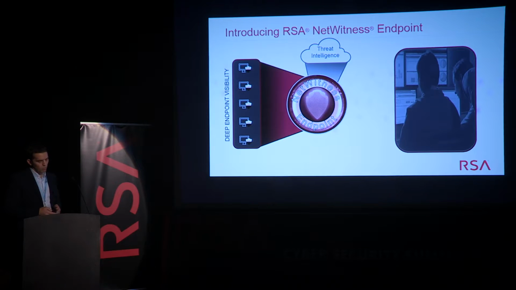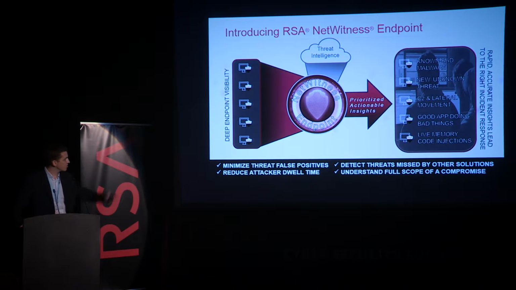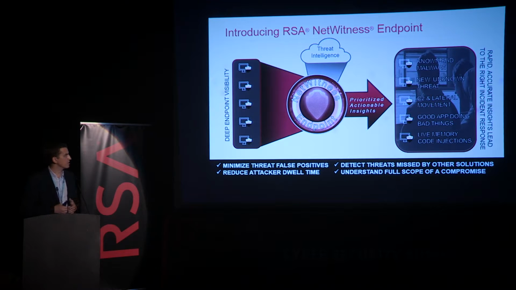So, as you can see, we have deep endpoint visibility, which is what we are trying to achieve. At the same time, we have threat intelligence, and with all this knowledge inside, which you will see in a minute, we analyze the data that we are getting. Then we prioritize all these alerts. We have some use cases, and there are just a couple of them here: bad malware, new unknown threats, or C2 and lateral movement. So that's what we can alert on.